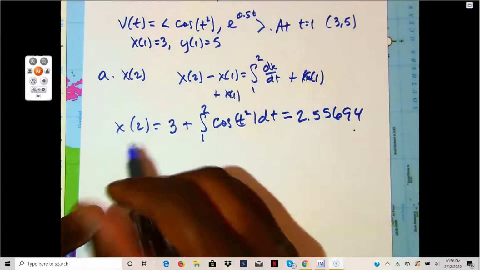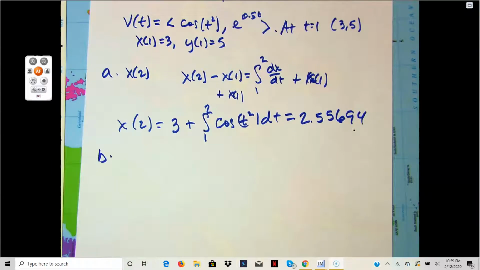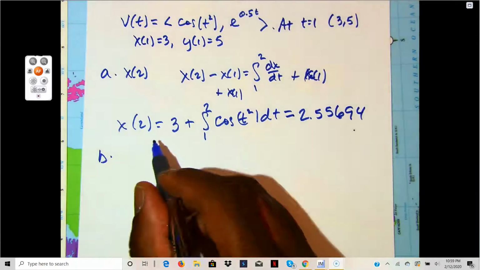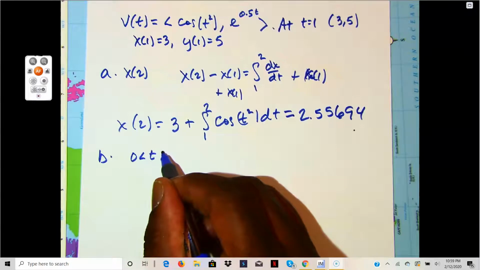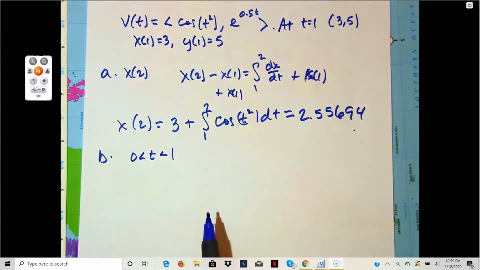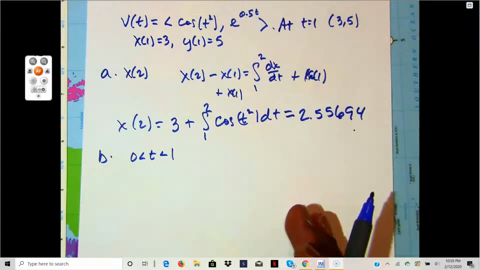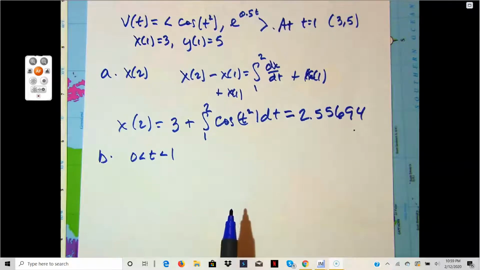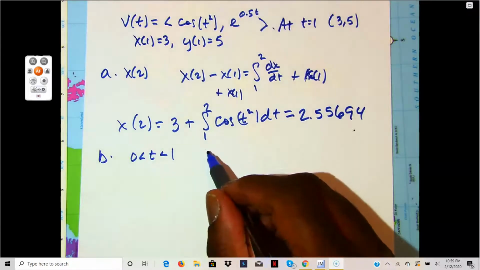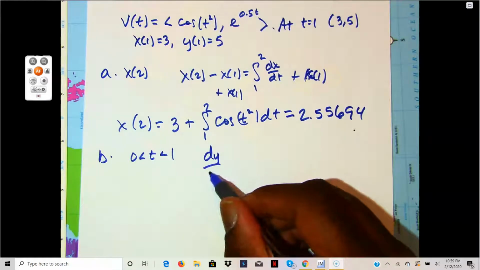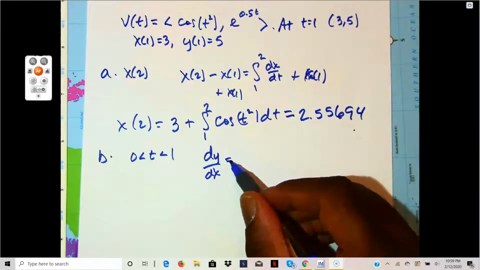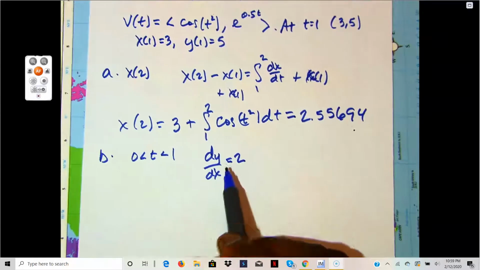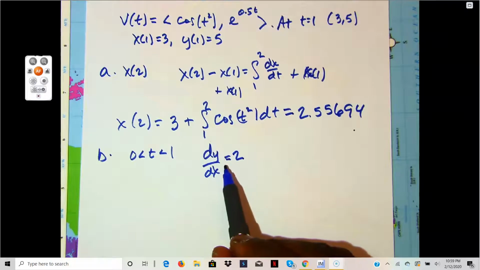All right. Part B says for t between 0 and 1, so 0 less than t less than 1, there is a point on the curve at which the line tangent to the curve has a slope of 2. At what time is the object at that point? All right. So for a tangent line, we're looking to see that dy/dx is equal to 2. We want to know the time where this takes place.